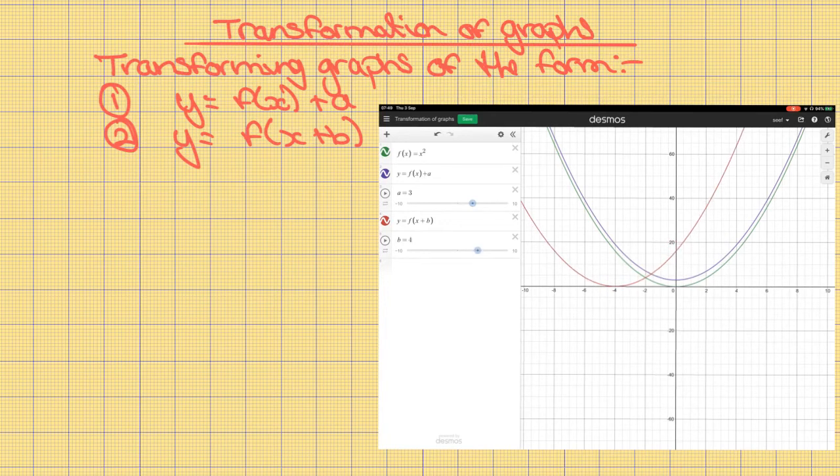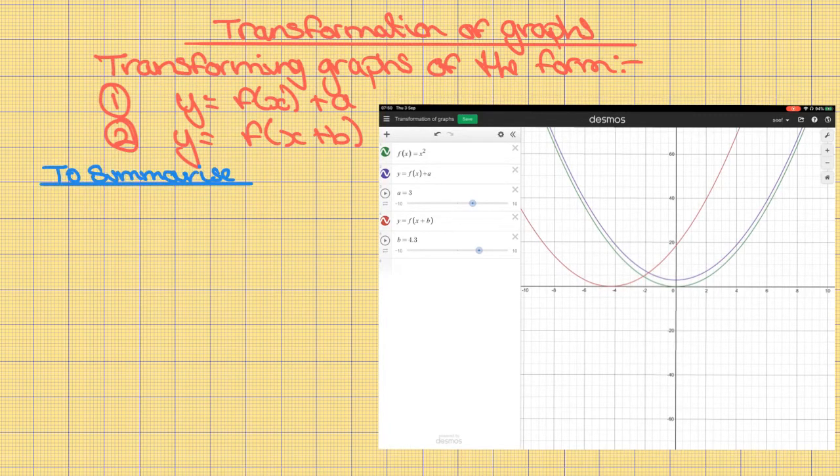When b is 4, the new vertex is minus 4, 0. When b is minus 5, the new vertex is 5, 0. So b makes the graph move left and right, but when b is positive, it moves to the left. When b is negative, it moves to the right.